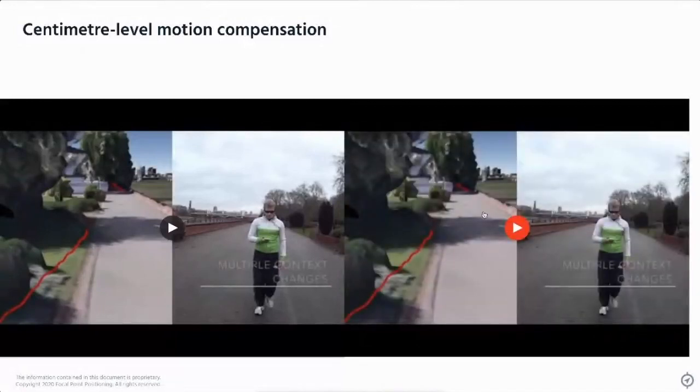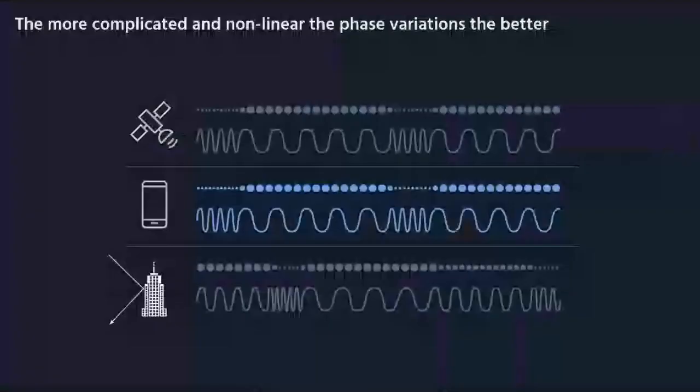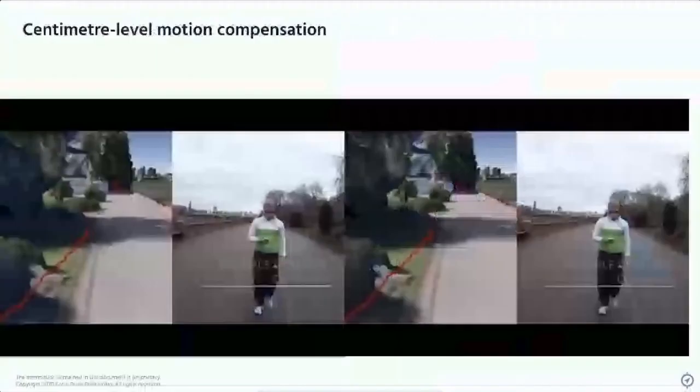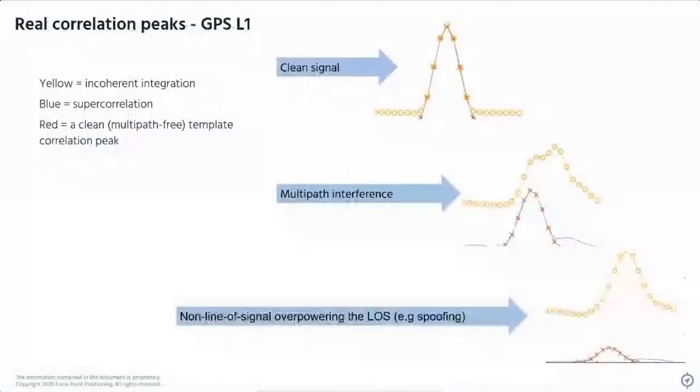So this little wiggly line that you're seeing that's monitoring the motion of the phone to the centimetre level is being used inside the receiver to perform these Doppler compensations and build the supercorrelator. So you're all now experts in correlation peaks, thanks to the first section of this talk. These are some real ones. So this is real data from some real experimentation.